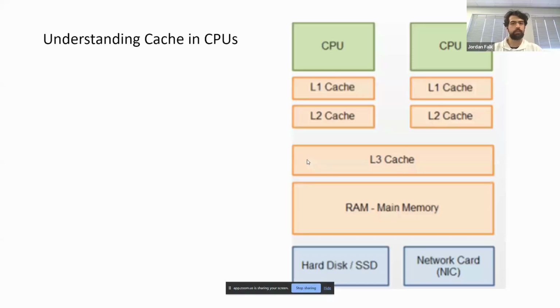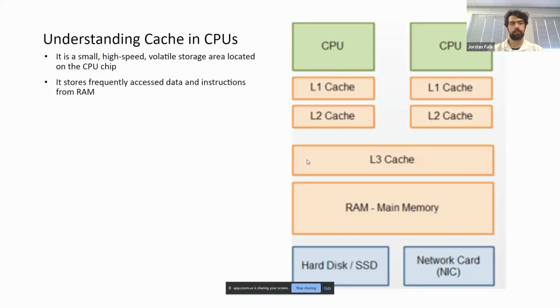So first, we need to understand what is caching in the CPU. Caching is a small, high-speed volatile area located on the CPU chip. It stores the frequently accessed data and instructions sent from the RAM. It is much faster than RAM, often 10 to 100 times faster. The trade-off for the speed is that the size of cache is way smaller, usually measured in kilobytes or megabytes, compared to RAM being measured in gigabytes.